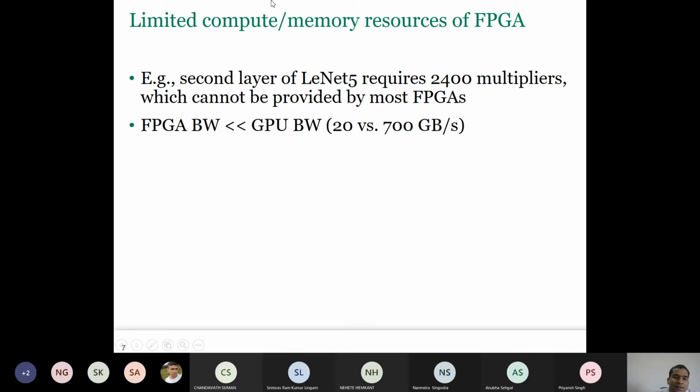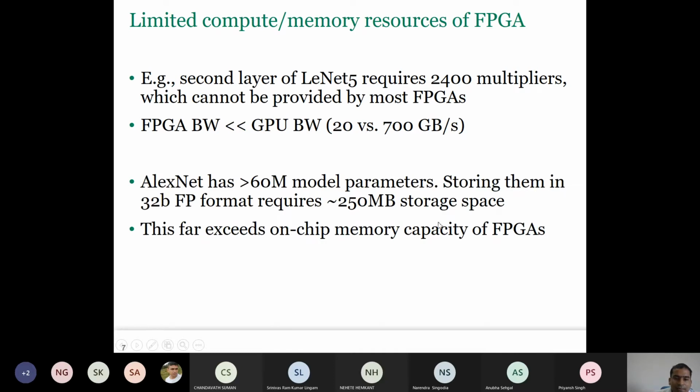Further, the bandwidth of an FPGA is less than that of a GPU. So this 20 is just a number. Probably, I think in recent ones it could be a little higher. But even then, definitely the FPGA bandwidth is much lower than that of the GPU.